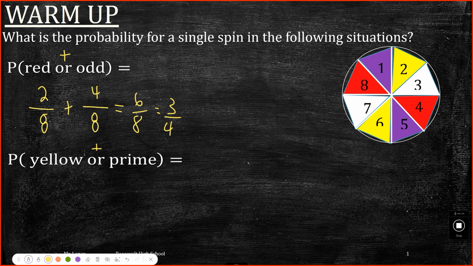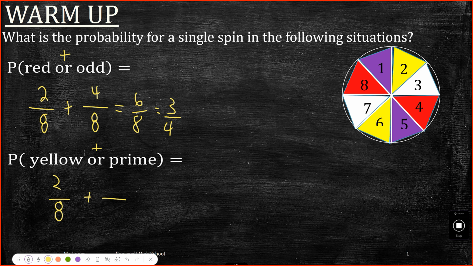So we're going to do the second one just the same. "Or" is a plus. So we're going to make a fraction plus a fraction. And we'll deal with if there's a double count in a minute. Probability of yellow. Say it. What's the probability of yellow? 2 out of 8. Okay.